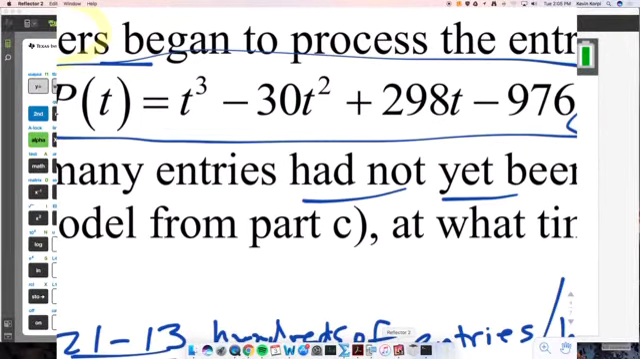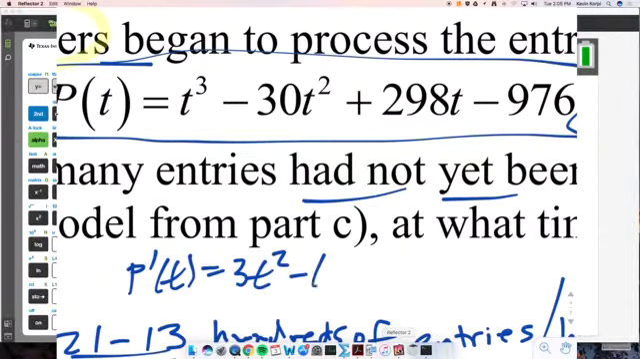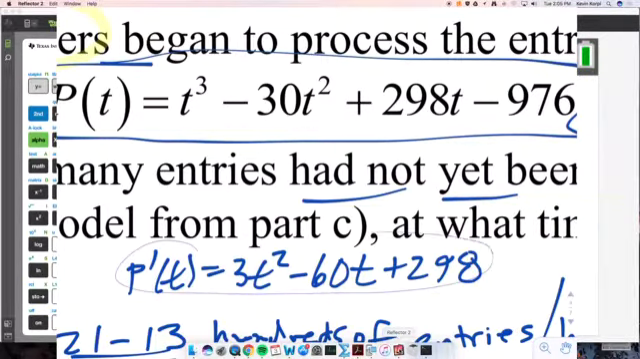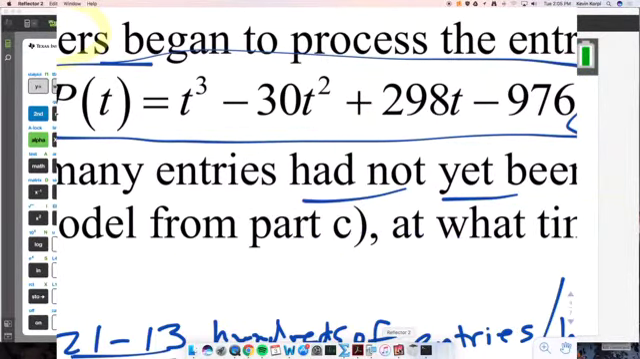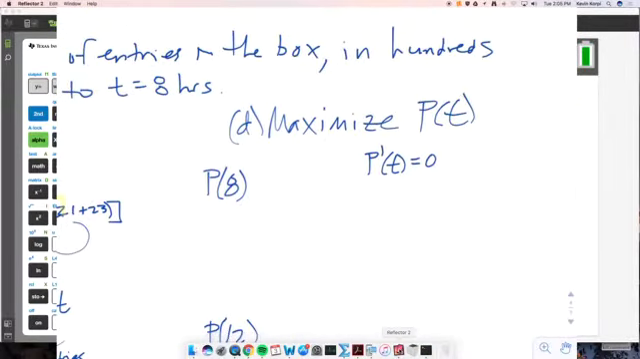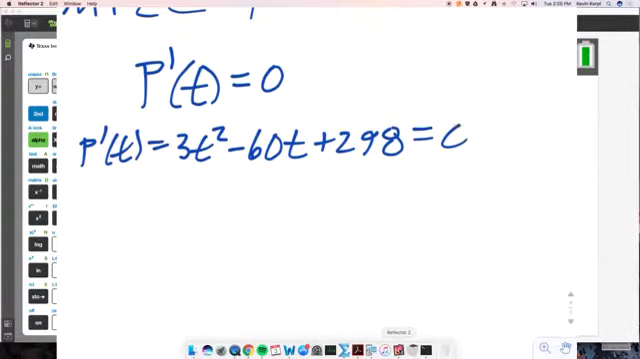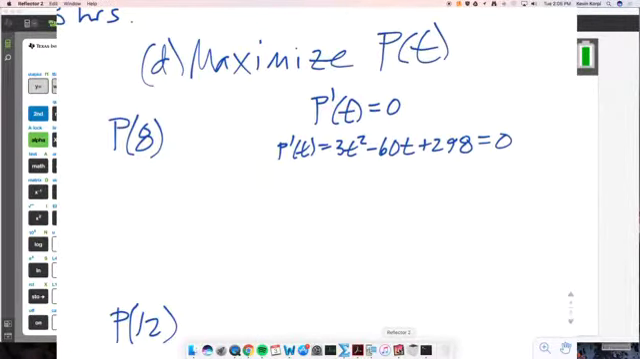Now, this one is a pretty easy one to do. So P prime of t is equal to 3t squared minus 60t plus 298. You don't actually need to show what the derivative of that equation is because it's not actually required. So I'm just going to show you the other way to do it. You could certainly do that and then set it equal to 0. You're going to get a check for setting it equal to 0.